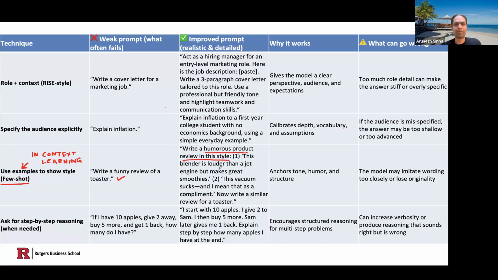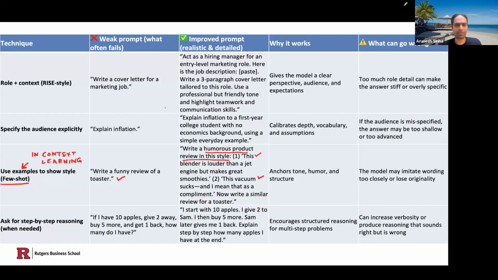Like, this blender is louder than a jet engine but makes smoothies. And another example. And then at the end you say, now write a similar review for a toaster. So this is much more detailed. You have given two example reviews. There is some style inbuilt into these reviews. It's difficult to explain the style in English, but you have given these reviews and the LLM will automatically be able to learn these styles.